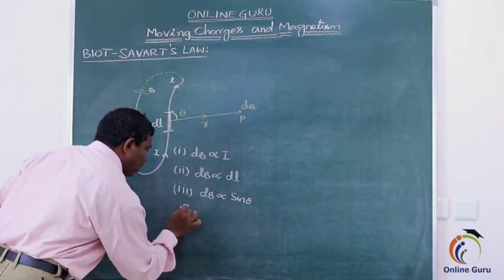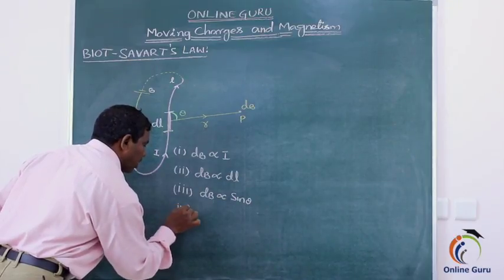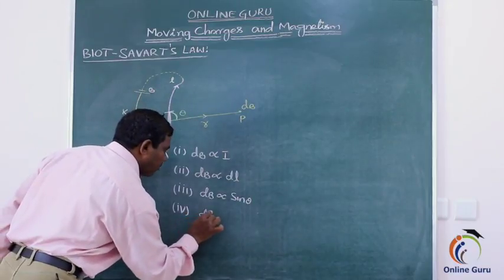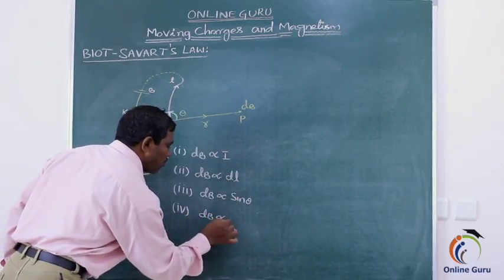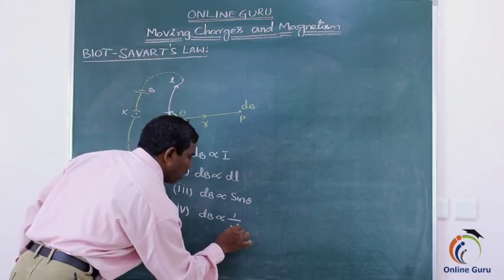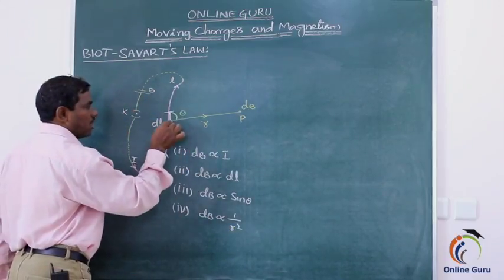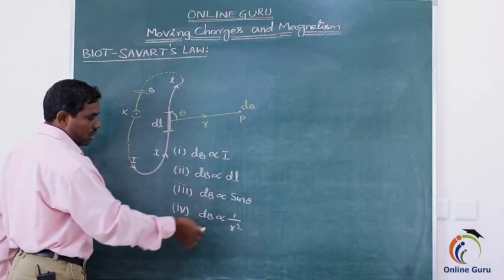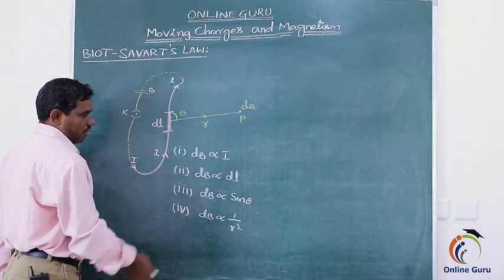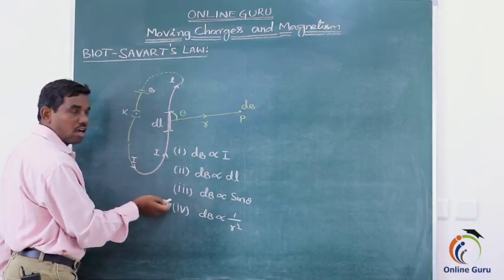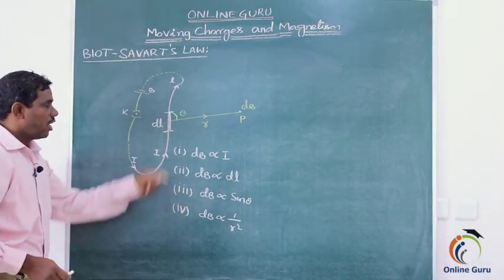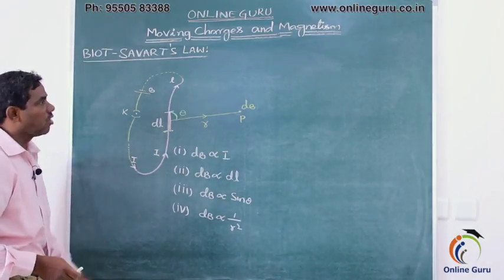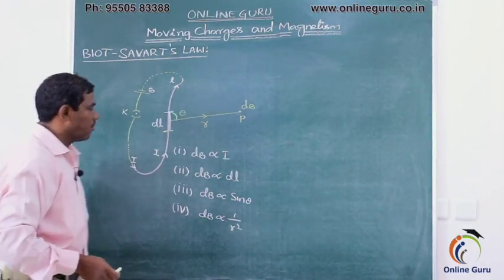And then finally the fourth observation by Biot and Savart is that the magnetic induction dB is inversely proportional to the square of the separation distance between the current element and the point where we determine the magnetic induction. These are the four observations by Biot and Savart, who formulated a law. It is said to be Biot-Savart's law.